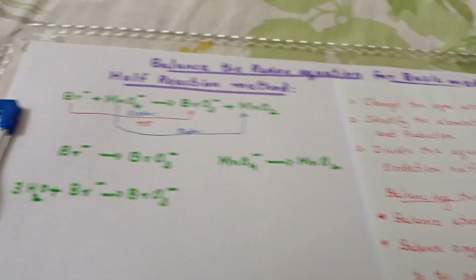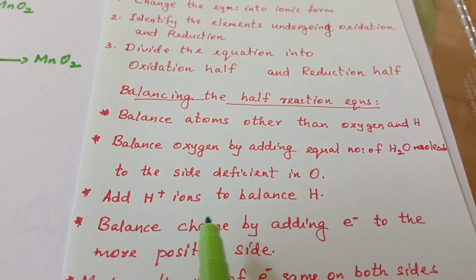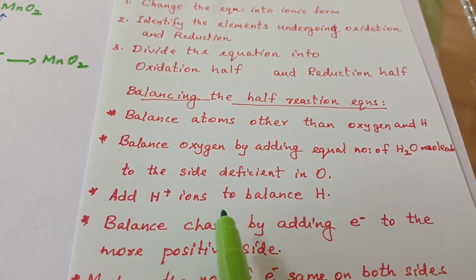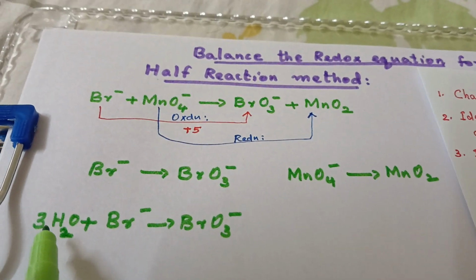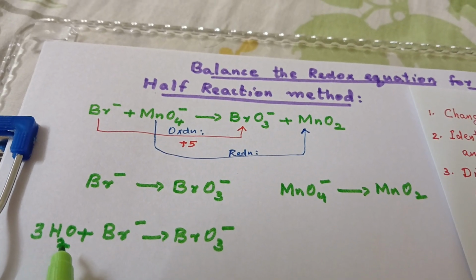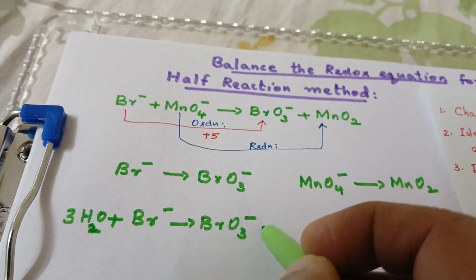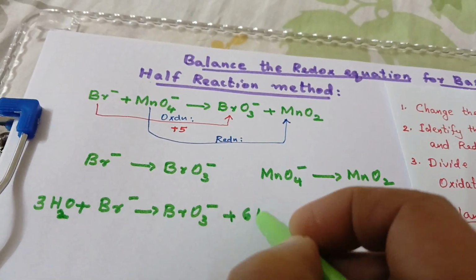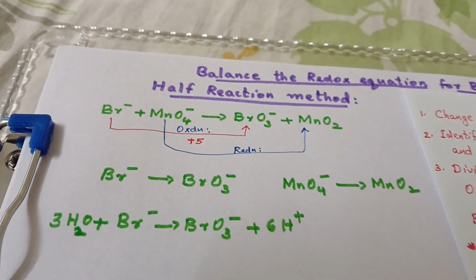Now we have to balance the number of hydrogens. Add H plus ions to balance hydrogen. So here we have added 3 water molecules and we have 6 hydrogen atoms on the left hand side. So we here add 6 H plus ions on the right hand side.